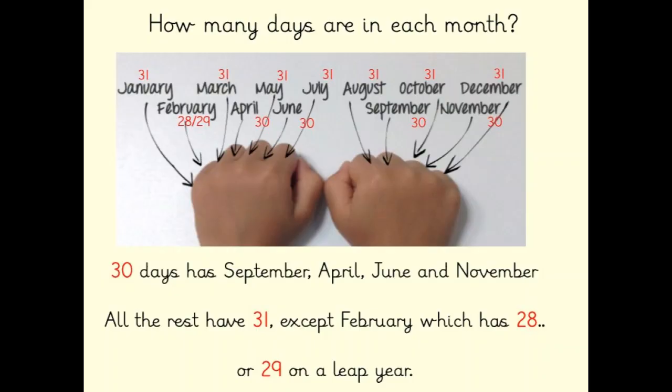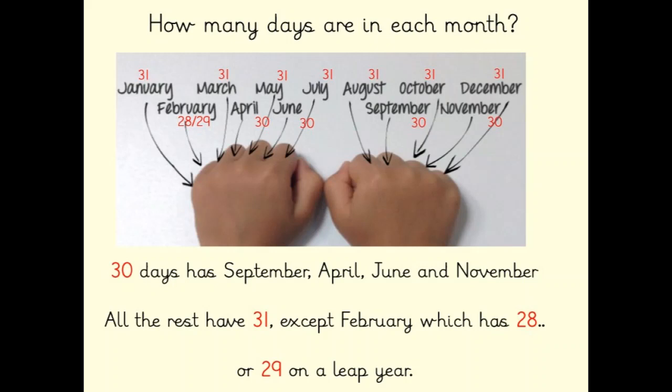Now, one of the trickiest things to learn is how many days there are in each month, but it's also really important to learn this. Some months have 31 days and some have 30, and we now know that February has 28, or 29 in a leap year. One way to learn this quickly is to use something called the Knuckle Trick, where each knuckle represents months that have 31 days.